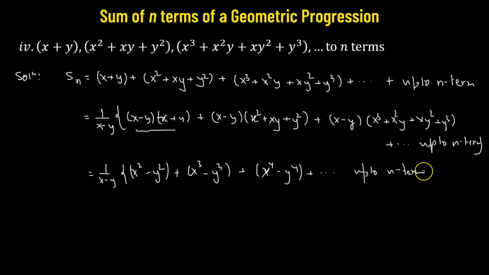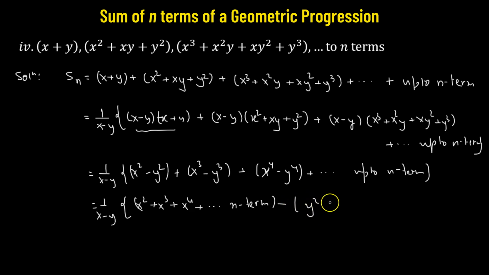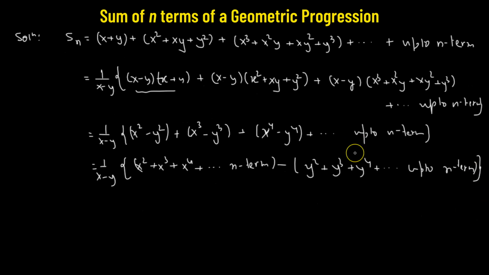So now that we have it in a simplified form, what we can do is write all the terms containing the functions of x. We have x squared plus x cubed plus x raised to the power of 4. This sum goes all the way up to n number of terms. And then we have negative, we'll take negative as the common factor, all the y components. So that means y squared plus y cubed plus y raised to the power of 4, going all the way up to n number of terms. Fine.